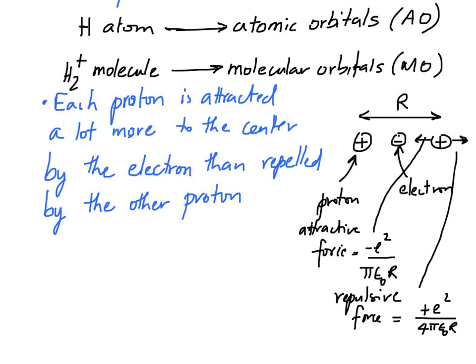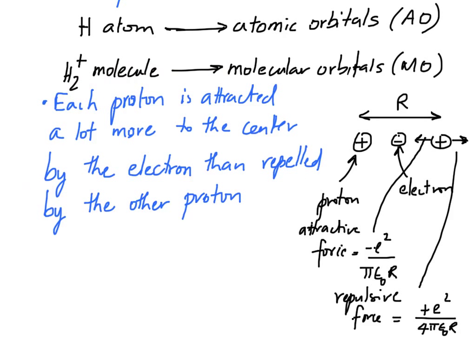So the attractive force, this force over here, is going to be given by this expression, minus e squared over 4 pi epsilon naught r, where epsilon naught is the permittivity of free space and r is of course the bond length, the distance between the two protons. And the repulsive force here is going to be given by this expression, plus e squared over 4 pi epsilon naught r, and you can see that the attractive force is 4 times bigger than the repulsive force. Which is why I'm making the statement over here.